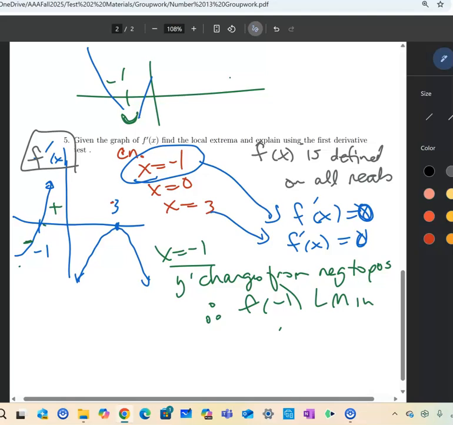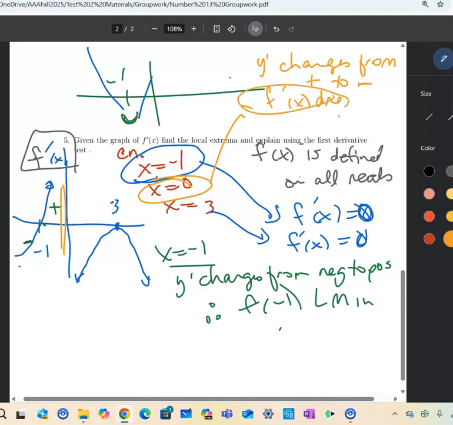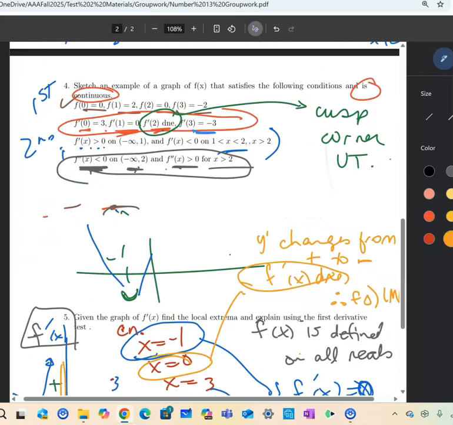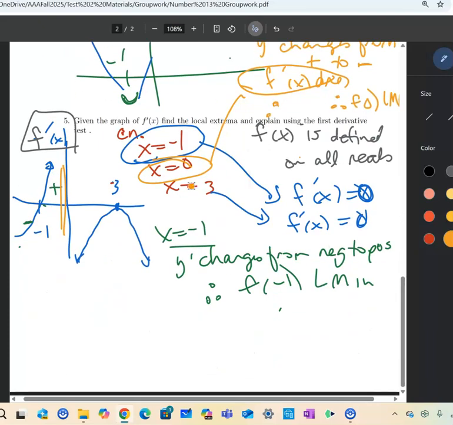Okay, so what's happening at 0? At 0, the derivative doesn't exist, right? Oh, okay. So that means f prime doesn't exist. I still can use the first derivative test. So let's see, y prime changes, because it does change, right? From positive to negative, right? So that means f of 0 must be a local max. Whoops, local max. I don't have enough room. Therefore, f of 0 is a local max.